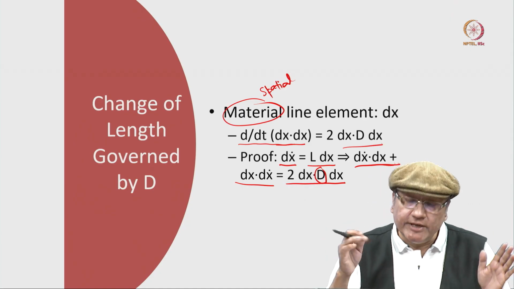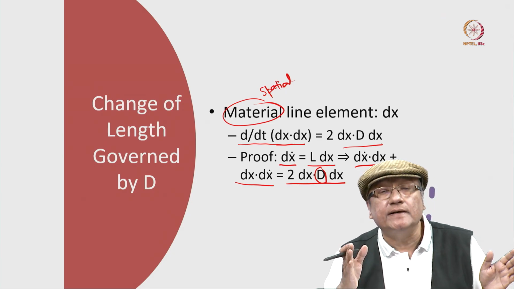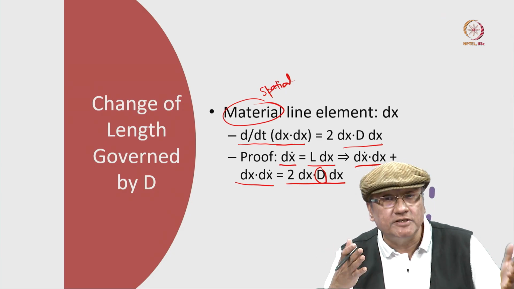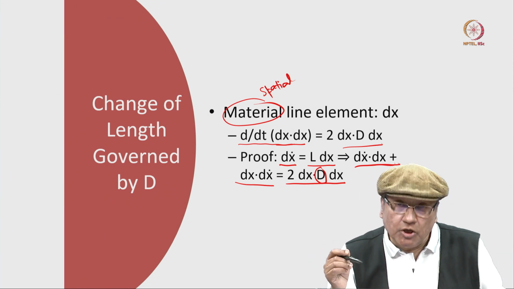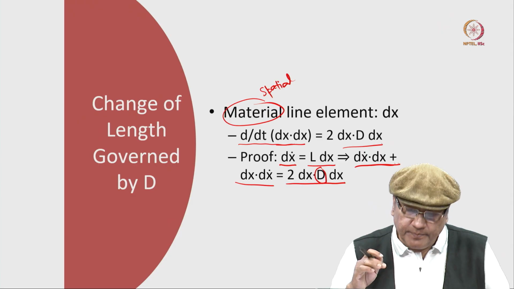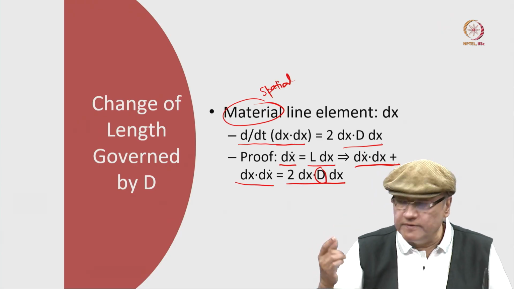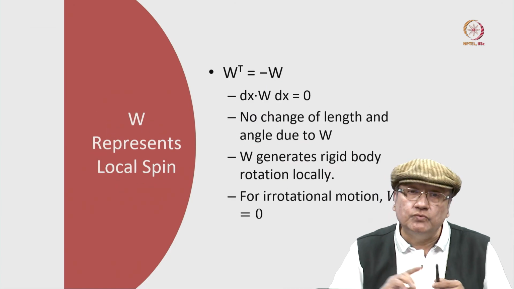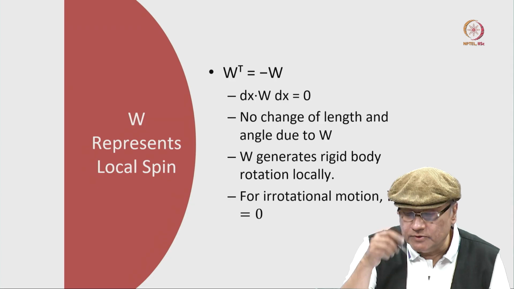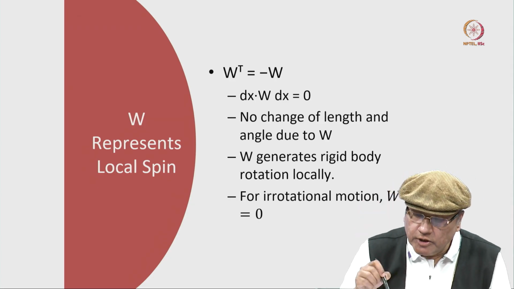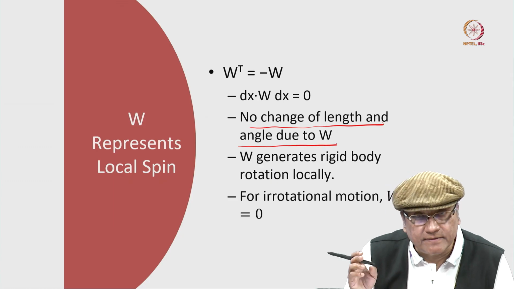element, or any change of angle, you understand that dx dot dx is not just a measure of the change of length but also a measure of change of angle, because the dot products talk of both. So those are captured purely through D, the rate of deformation, the symmetric part of the velocity gradient, and not through the anti-symmetric or the skew-symmetric part W. So no change of length and angle of vectors due to W.